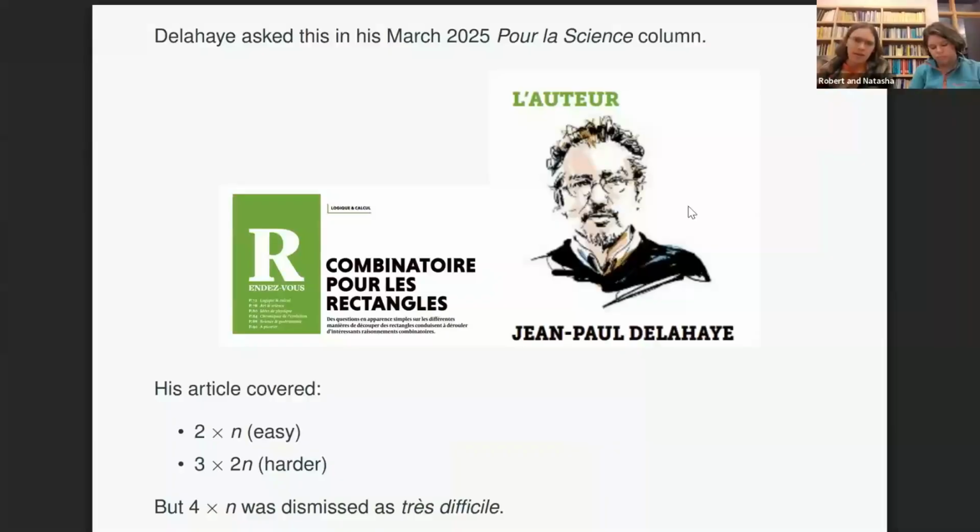And what we want to talk about today is how you do the 4 by n case. So he did 2 by n and 3 by 2n, and when we asked him, well, how could you do 4 by n? Is that possible? He said, it's too hard. We didn't even think about it. So today we want to walk you through a little bit of how the 3 by 2n case works to get you familiarized with the problem, and then talk about how you can do the apparently a little more difficult 4 by n case. Great.